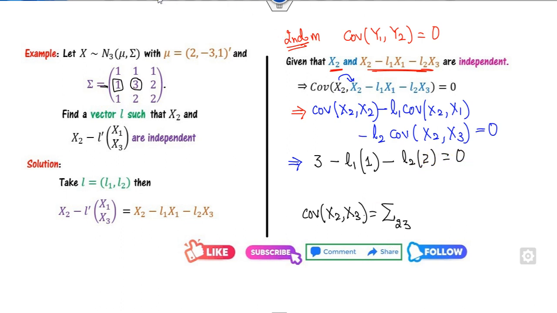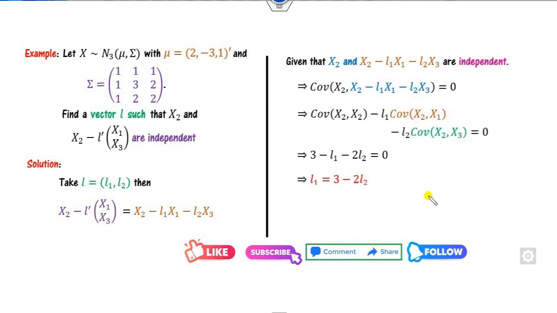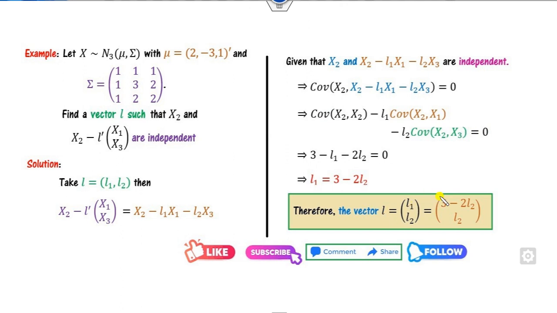Now can you find the value of L1? Either you can find L1 or you can find L2. I can find L1 as 3 minus 2L2. You can substitute this value and you will get the required vector. You can choose any value of L2. You may choose L2 as 1, and you will get the answer 1 and 1. You may choose L2 as 0, and it will give 3, 0, and any.